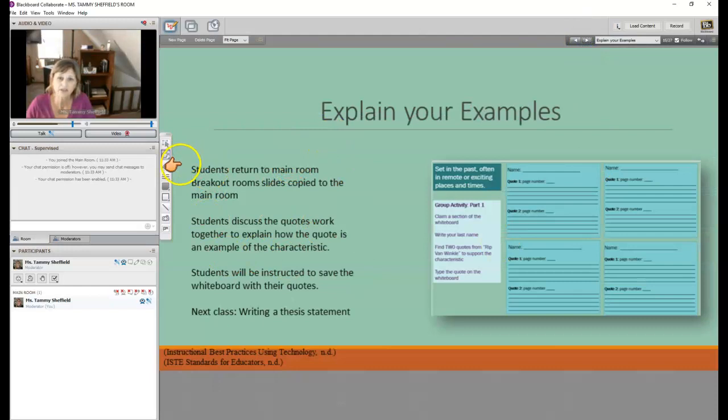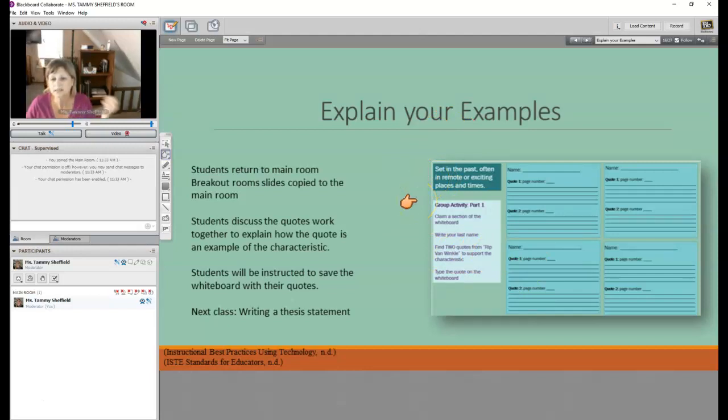Then I will return all of my students to the main breakout room, and I will also have their slides from their breakout rooms copied to the main room. And what we're going to do with most of the remaining small group time, and I have a feeling this will carry over into our next small group time, is they're going to discuss the quotes that each student found, and they're going to decide if these quotes are good examples for the characteristic.